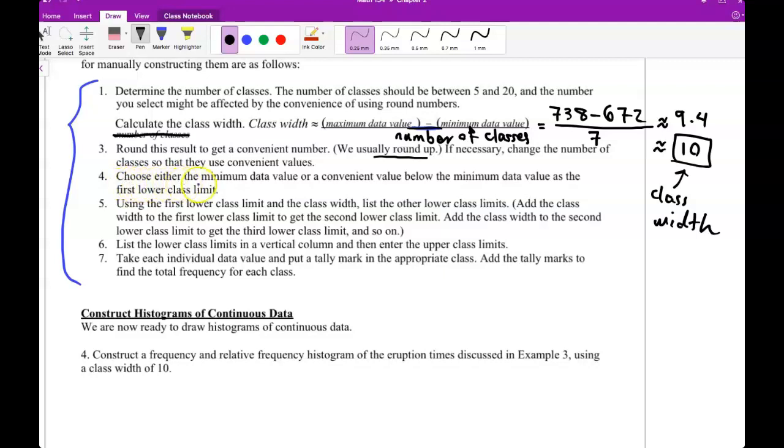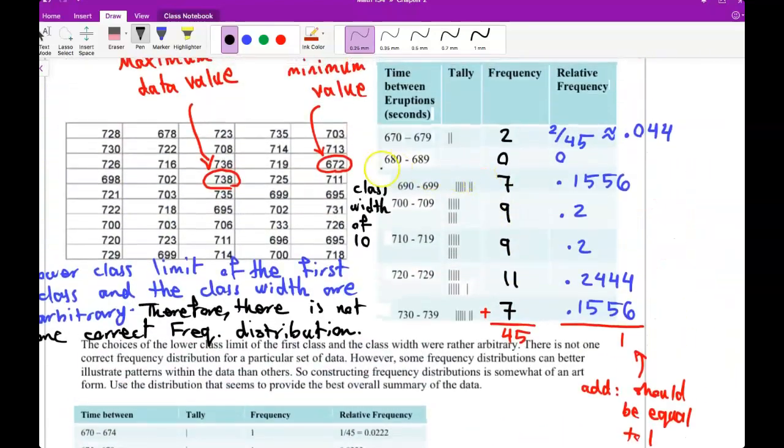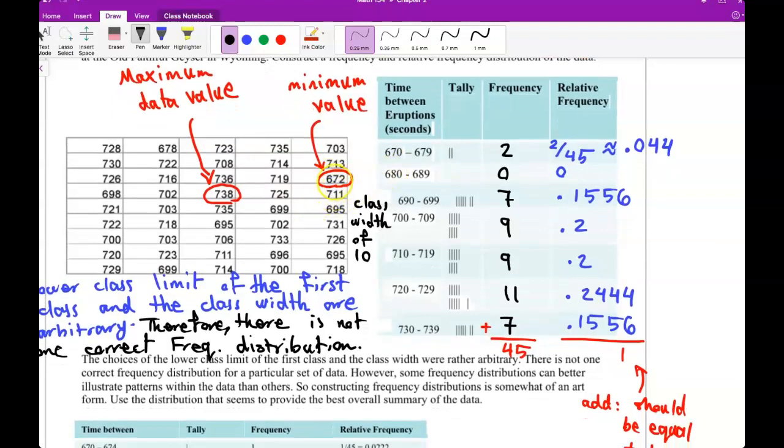Step 4, choose either the minimum data value or a convenient value below the minimum data value as the first lower class limit. Okay, so once again, I explained how we're going to choose that number. Either choose the 672 or a number that is smaller than that. You can choose 671, 672, 669, or, as we have here, 670.